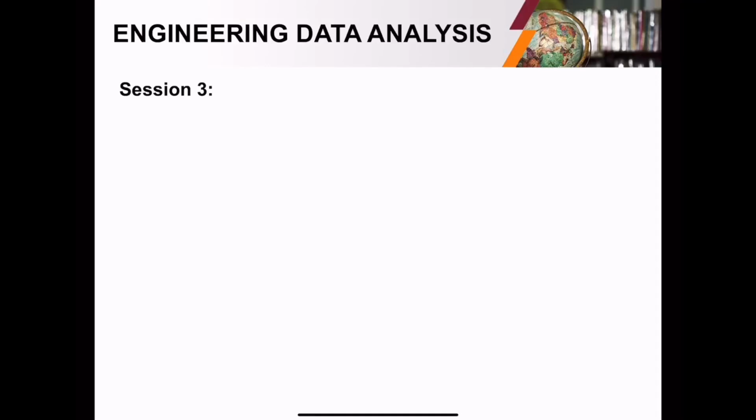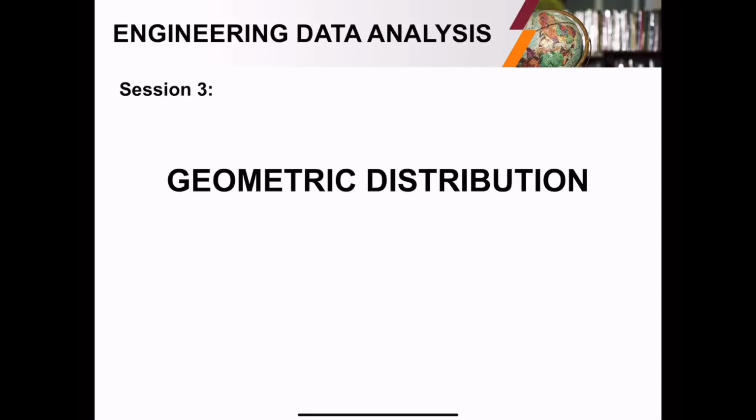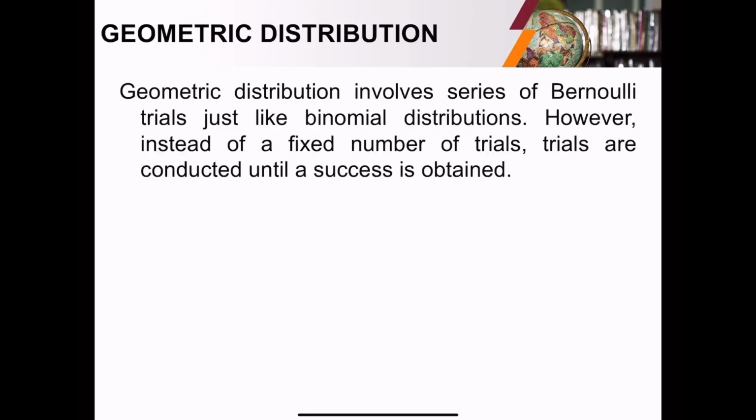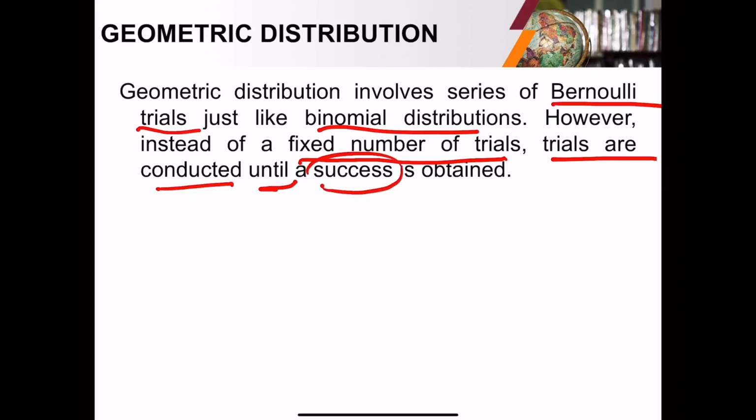For our third session, this is geometric distribution. So, geometric distribution involves a series of Bernoulli trials. This is almost the same as your binomial distribution, except that instead of a fixed number of trials, trials are conducted until a success is obtained.